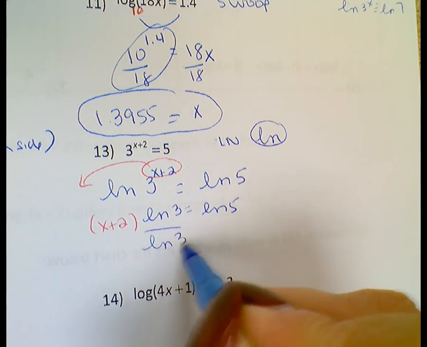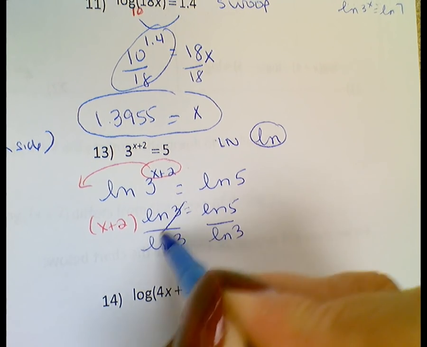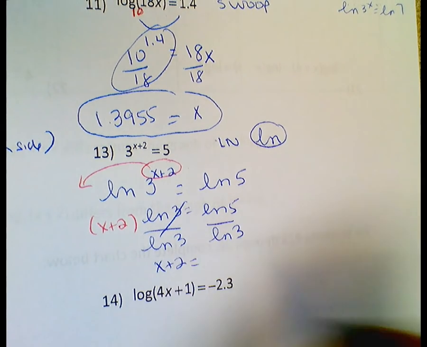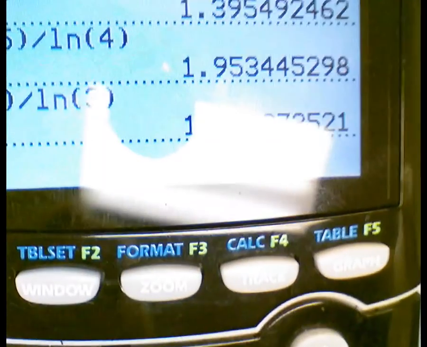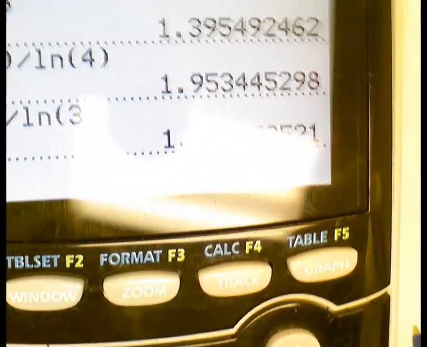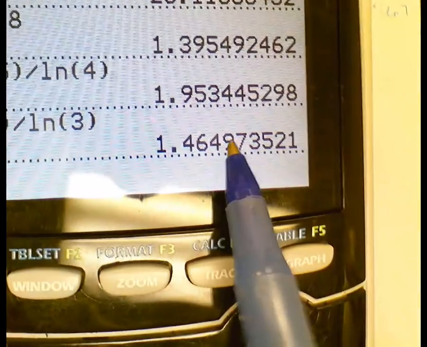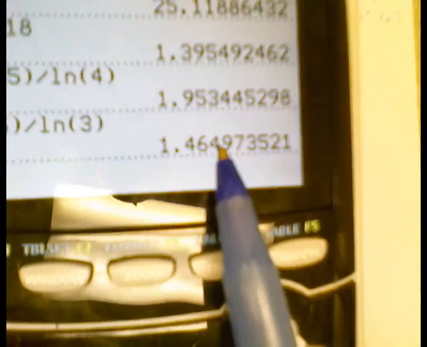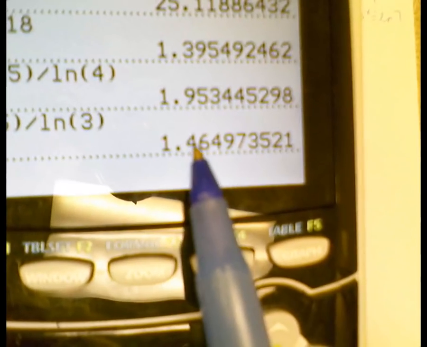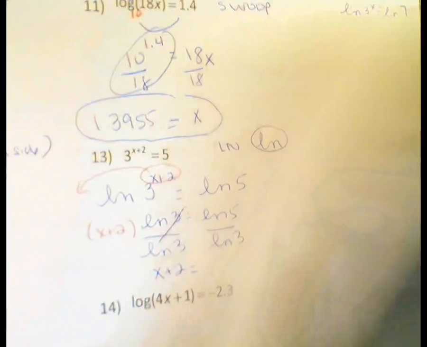Divide both sides by natural log of 3. We get x plus 2 equals, let's punch that in, natural log 5 divided by natural log of 3. That's 1.649. Okay, so this 7 is going to round that 9 to a 0, which rounds that 4 to a 5. So it's going to be 0.4650.